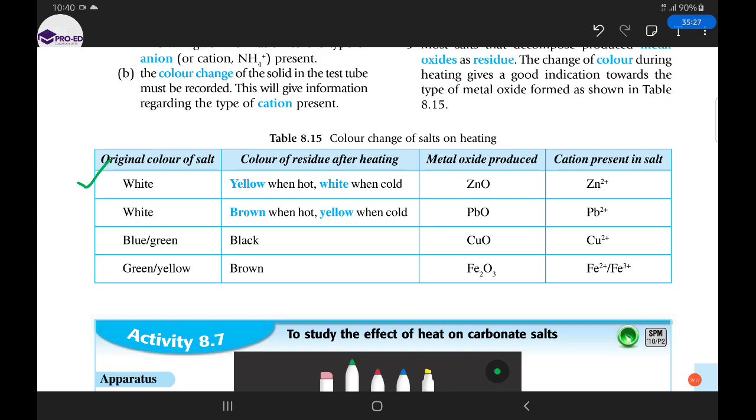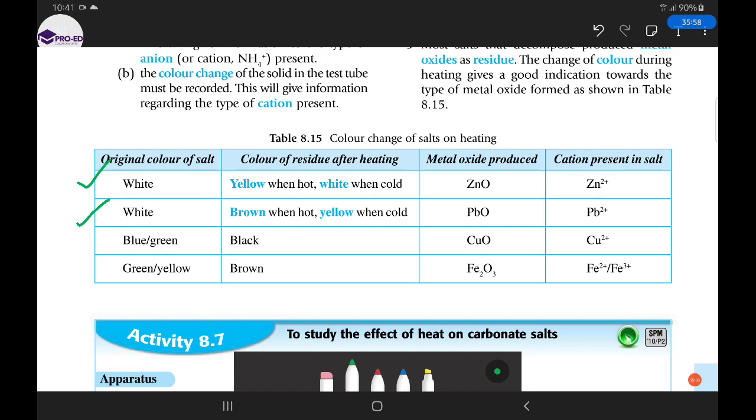This metal oxide is brown when it's hot and yellow when it's cold. If the residue is brown when hot and yellow when cold, that is lead oxide. If it's lead oxide, the cation has to be Pb2+. There you go, you can identify the cation. Then the anion you identify based on what gas is released. If it's sulfur dioxide gas, then it's sulfate ion. So we also know how to determine lead ions.